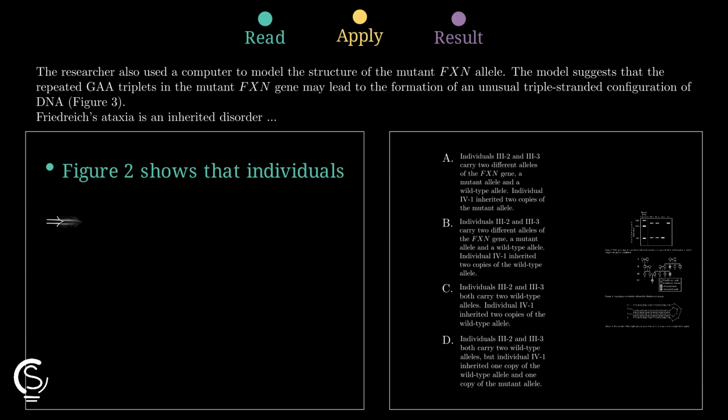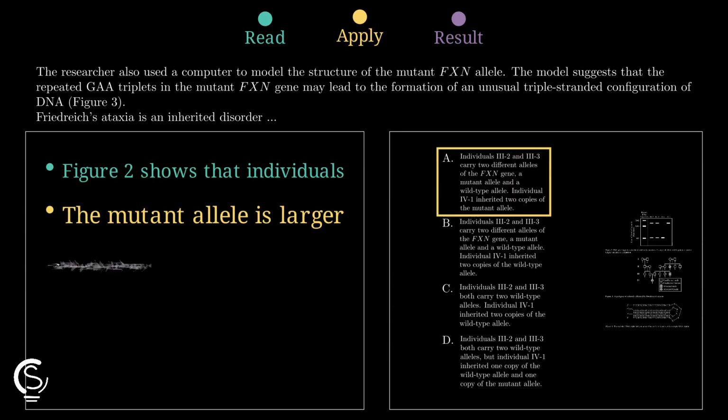Since IV1 is affected and the gel pattern matches only the larger allele, IV1 inherited 2 mutant copies, which locks in the correct choice.